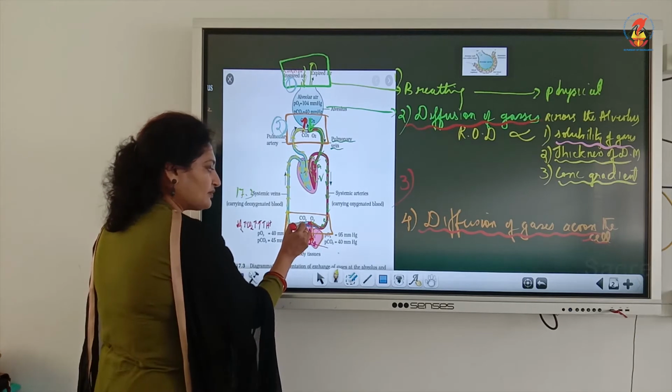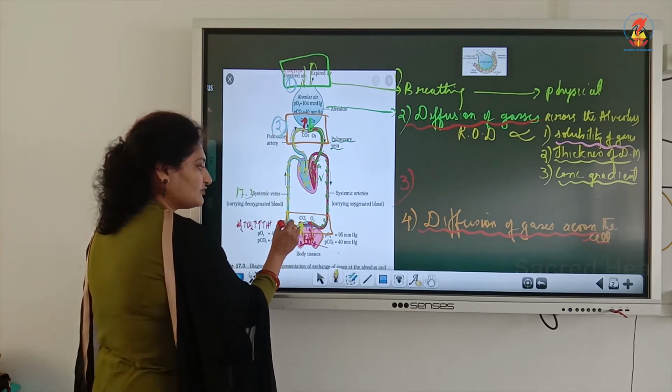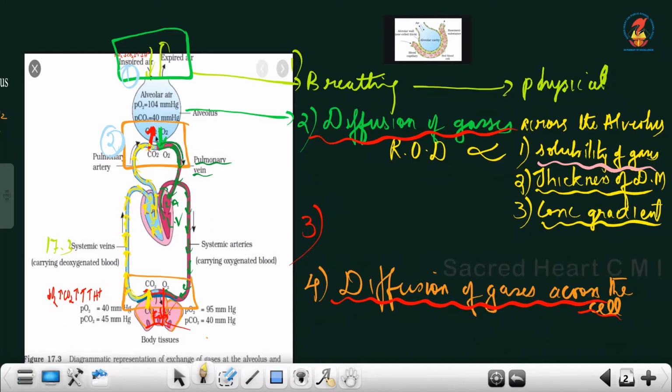The carbon dioxide is transported via the blood through the superior vena cava and inferior vena cava to the right atrium. From the right atrium it goes to the right ventricle, and this impure blood from the right ventricle goes through the pulmonary artery to the alveolus for exchange, for purification.